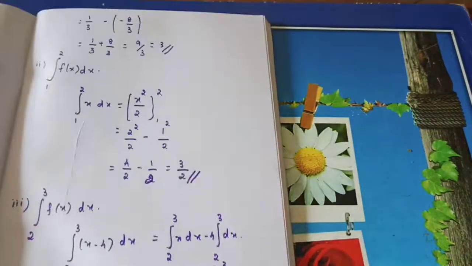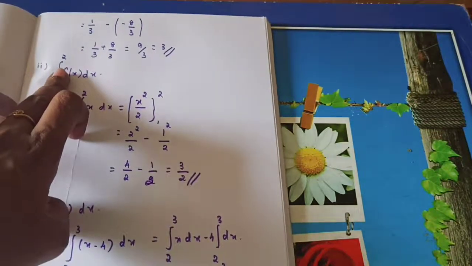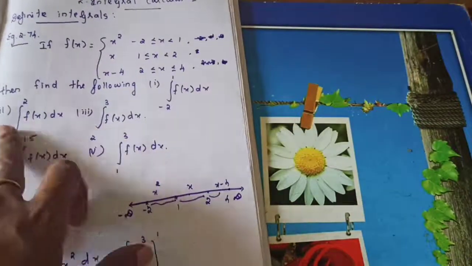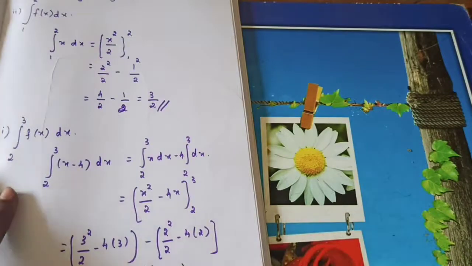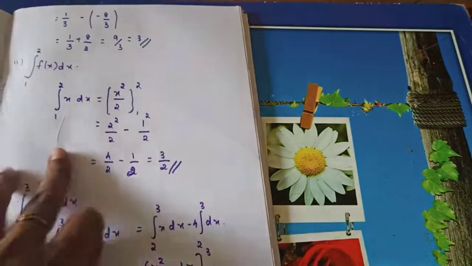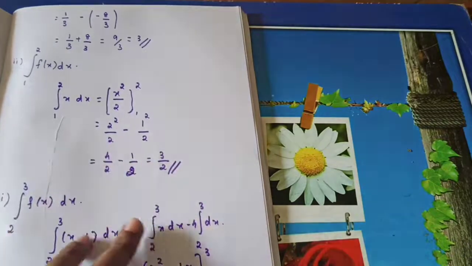Understand? Okay. See the second Roman, 1 to 2 f of x dx. So 1 to 2 means it will be in the second section. Is it right? 1 to 2 means the f of x value is x. So substitute the value of f of x as x, which means x square by 2, from 1 to 2. Simplify, you will get the answer.